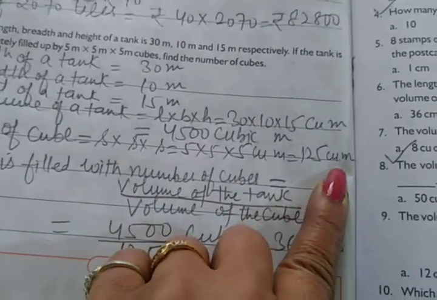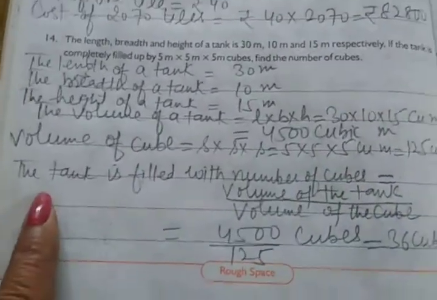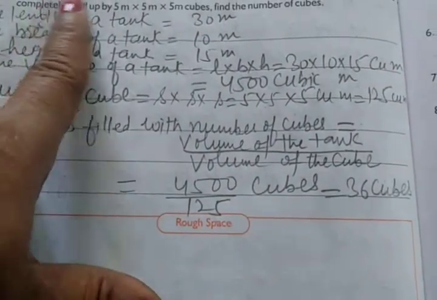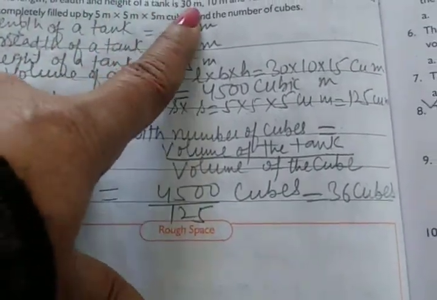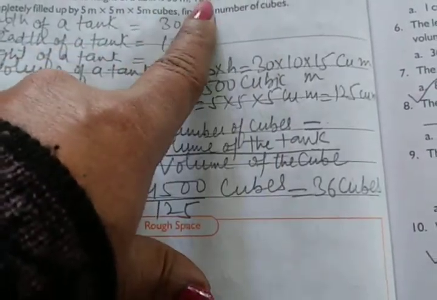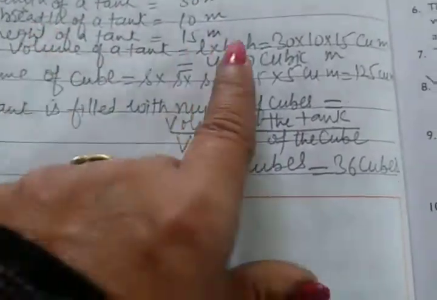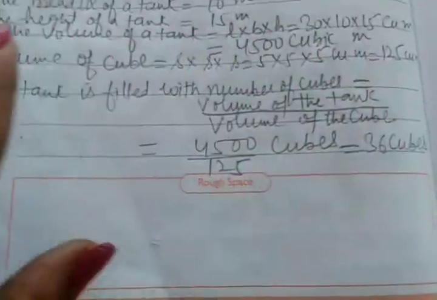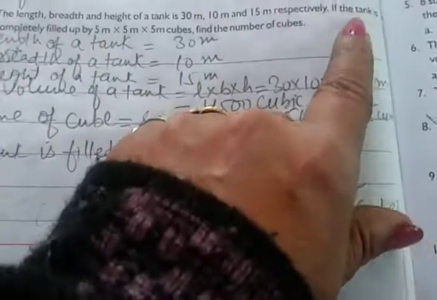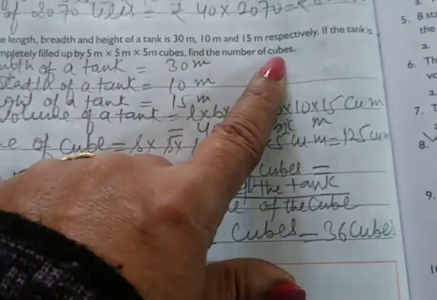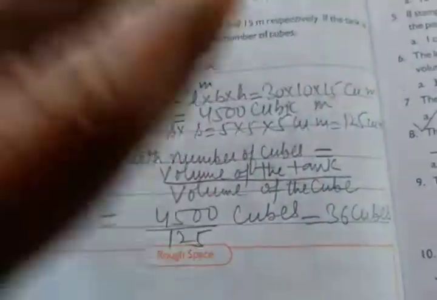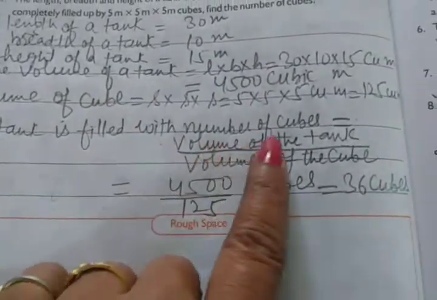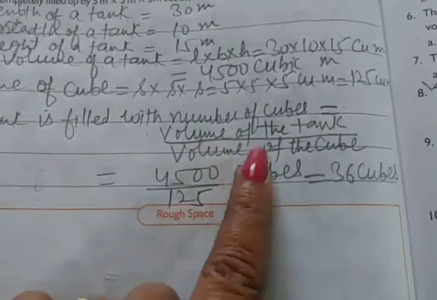125 cubic meter. Then the length, breadth, and height of the tank are 30, 10, and 15 meter. So you have first found the volume of the tank, then the volume of the cube. Now you are asked to find the number of cubes. How many cubes are filled in that tank? The tank is filled with the number of cubes equal to the volume of the tank.